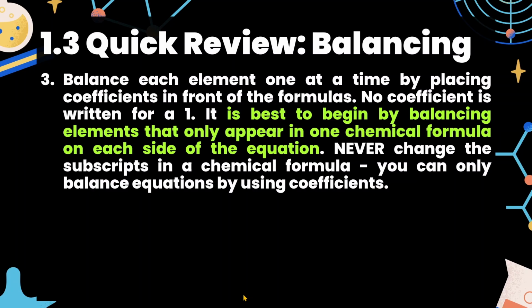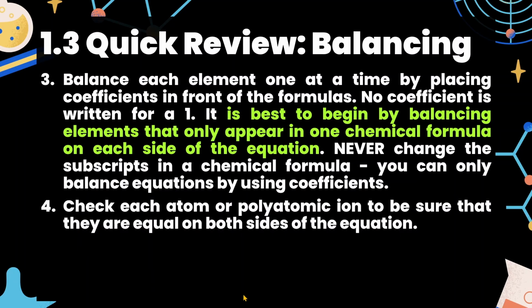Remember this, because most of the time, this is one of the most common mistakes that students commit when they try to balance chemical reactions. The fourth step is to check each atom or polyatomic ion to be sure that they're equal on both sides of the equation. Then how to do this? We simply count the number of atoms.